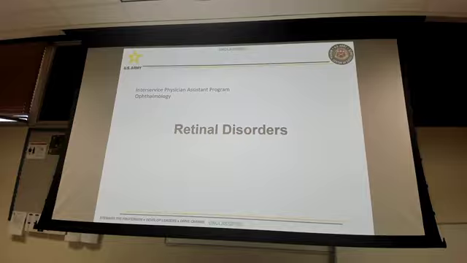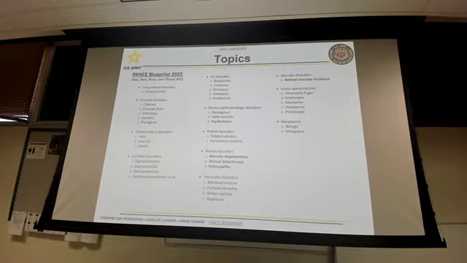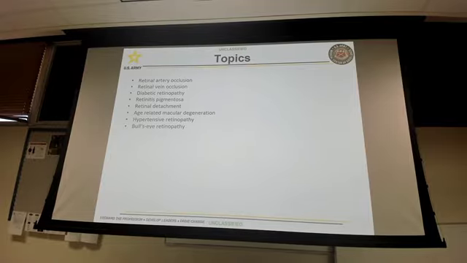All right, so looking at, let's turn this way. All right, so this is the blueprint, and for today's lecture, specifically, we'll go over quite a few different retinal conditions: some vessel occlusion conditions, diabetic retinopathy, retinitis pigmentosa, retinal detachment, age-related macular degeneration, hypertensive retinopathy, and then finally wrapping up with bullseye retinopathy.